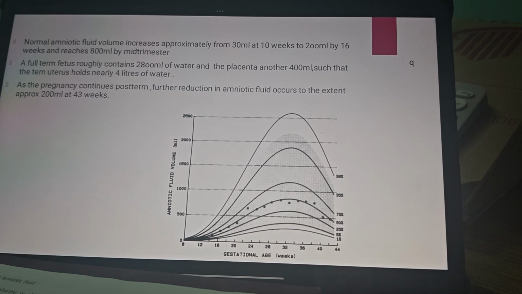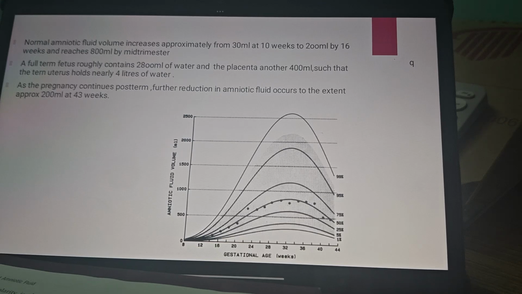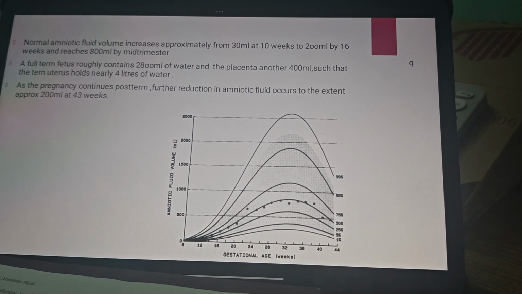Normal amniotic volume increases approximately from 30 ml at 10 weeks to 200 ml by 16 weeks and reaches 800 ml by mid-trimester. A full-term fetus roughly contains 2800 ml of water and the placenta another 400 ml, such that the term uterus holds nearly 4 liters of water. As the pregnancy continues postterm, there is reduction in the amniotic fluid because there is maturation of the fetal skin cells, and the amount of amniotic fluid at 43 weeks is just 200 ml.